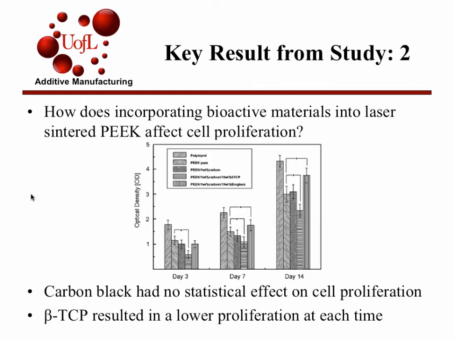The second key result from the study was how incorporating the bioactive materials into the laser-sintered PEEK affected cell proliferation. And this chart shows the cell proliferation measured at days 3, 7, and 14. From this chart, it can be seen that carbon black had no statistical effect on cell proliferation, while beta tricalcium phosphate resulted in a lower proliferation at each time, and bioglass had the highest proliferation.